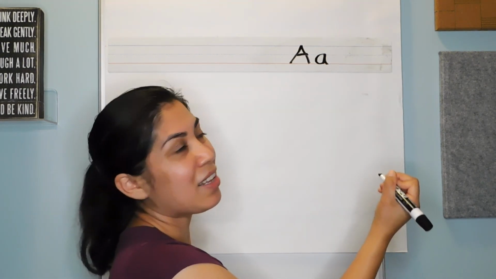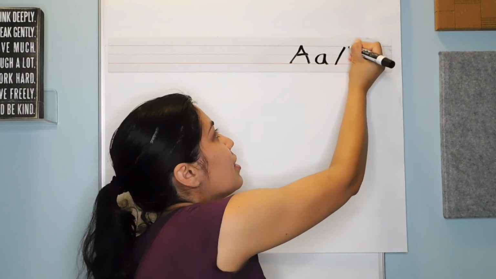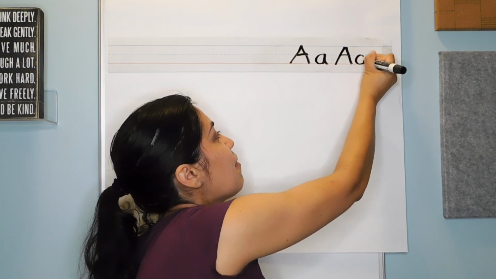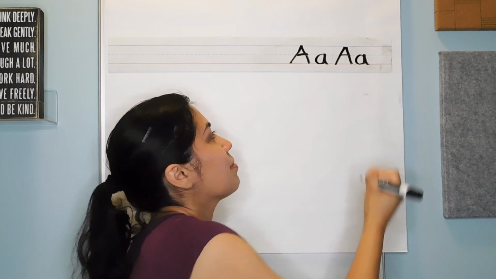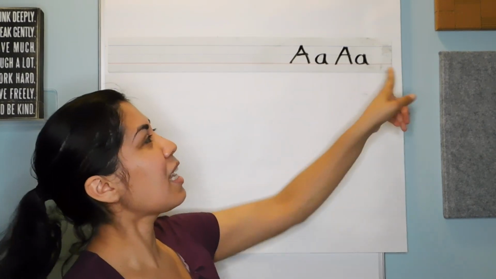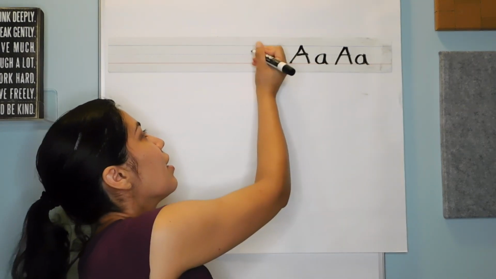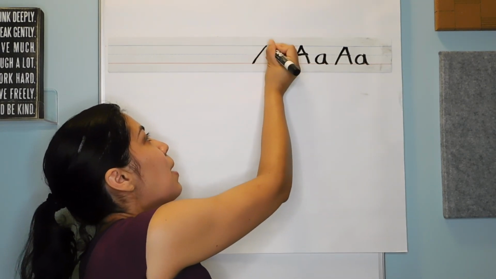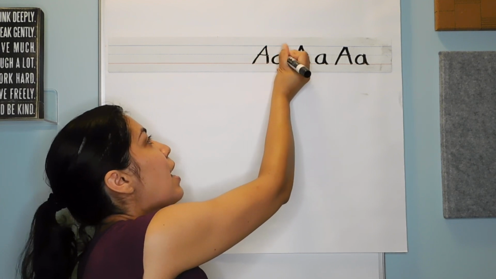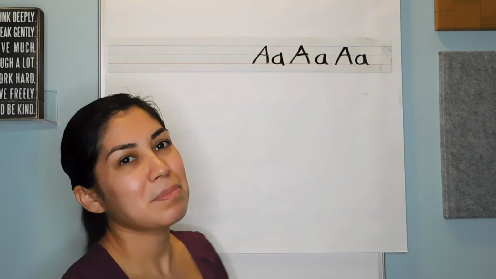Let's do a few more together. Top to bottom, line across the middle. Magic C, fly up, and then come down. Let's do a few more, and I'll do them on this side since I ran out of room over here. Top to bottom, line across the middle. Magic C, fly up, and then come down.